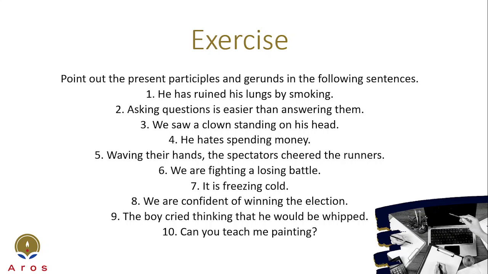Okay, it says point out the present participles, past participles and gerunds in the following sentences. Okay, he has ruined his lungs by smoking. The question is, who is doing what? The answer is he. What is he doing? He has ruined his lungs. We know this is present perfect tense. There is the has. There is the verb, although it is in past tense. We know that is a verb phrase. Has ruined.